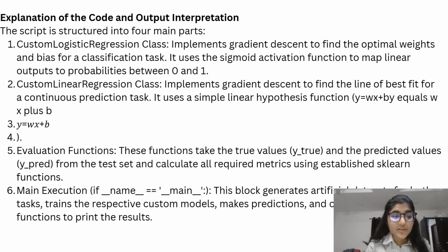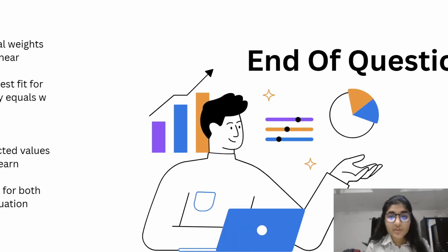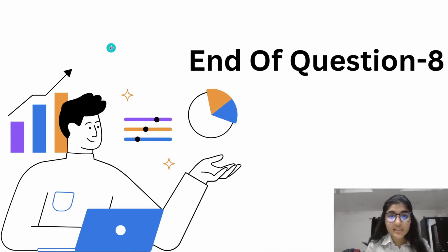Then the third is the evaluation functions. These functions take the true values, that is y true, and the predicted values, y predict, from the test set and calculate all required metrics using established sklearn functions. Then the fourth is the main execution, if name equals main. This block generates an artificial dataset for both tasks, trains the respective custom models, makes predictions, and calls the evaluation function to print the result. So it was all about question 8, and we'll see the next question in the next part.